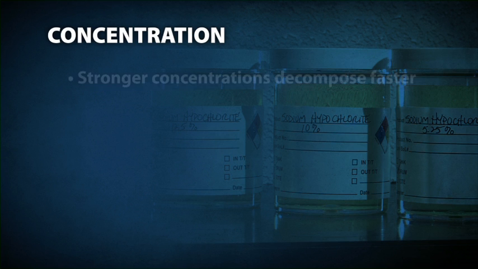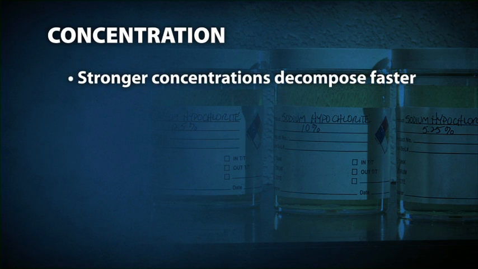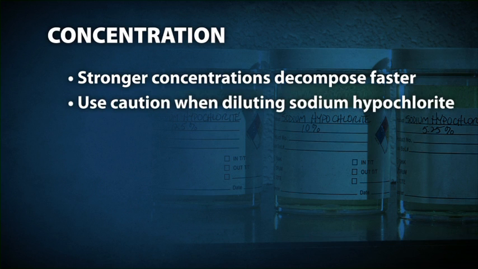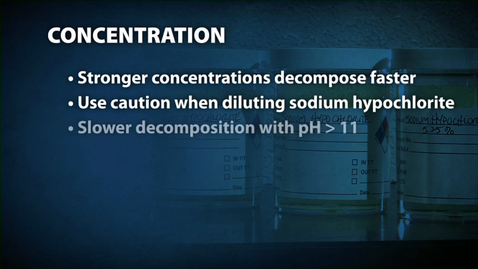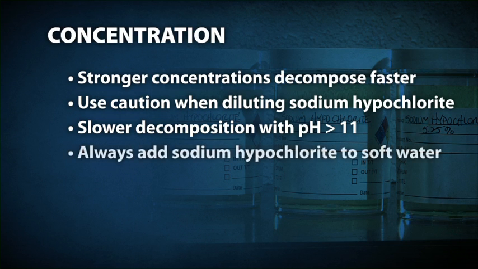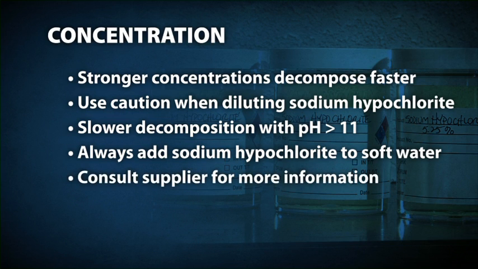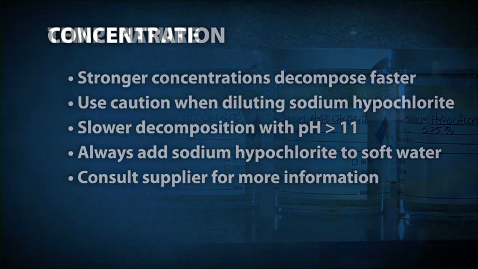All other conditions being equal, stronger strength solutions decompose at a faster rate. However, care must be taken before diluting sodium hypochlorite to make certain it will contain the proper excess alkalinity. Maintaining the pH above 11 with excess sodium hydroxide will slow down decomposition. When diluting sodium hypochlorite, always add sodium hypochlorite to soft water free of metal contaminants. Metal contaminants can accelerate the rate of decomposition. Consult your supplier for additional information.